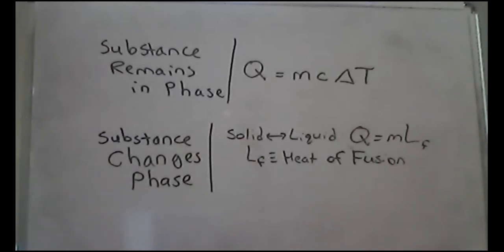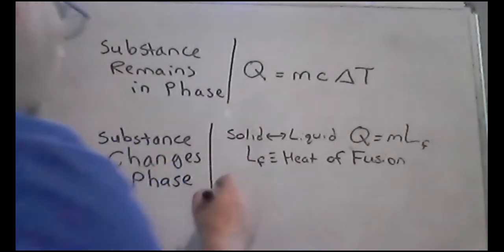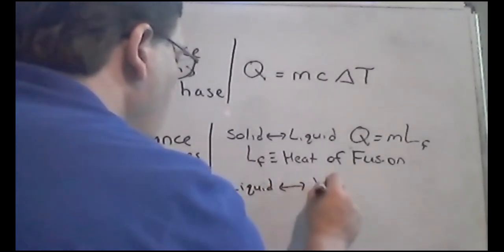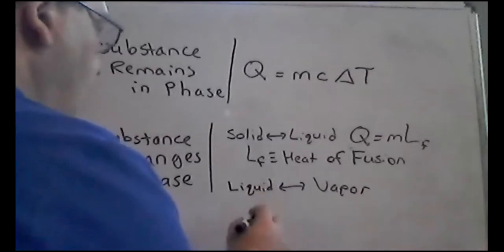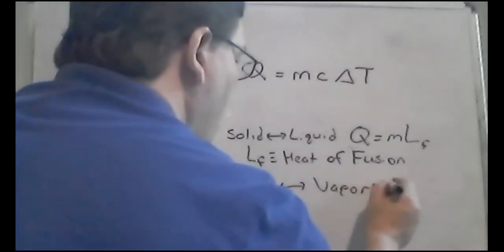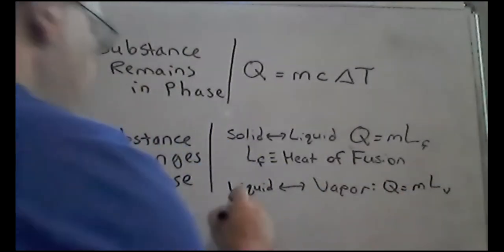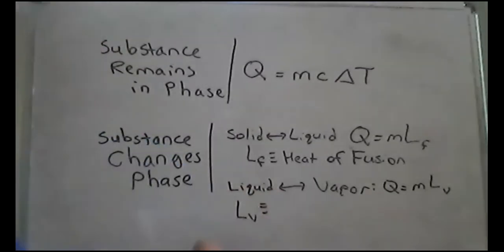So until all of the ice has melted, you won't see a temperature change if you're going from solid to liquid, or until all of the liquid water or liquid whatever has solidified, that's when you start seeing a temperature change again. So when you're having a phase change, all of the heat goes into the phase change. And then on the other phase boundary, we have the liquid to vapor. And it looks very similar. Q is m times L sub V. L sub V is called the heat of vaporization.